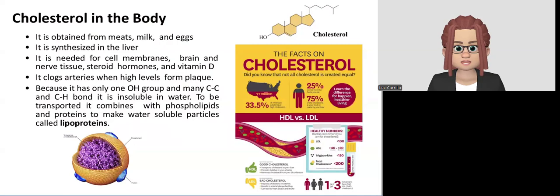Where do we have steroids? Well, they can be synthesized in the body. And specifically, I want to mention cholesterol, which is the main steroid that is made in the body. It's very important. Cholesterol is obtained from meats, milk, and eggs. So it will be obtained from diet, but it can be synthesized by liver.